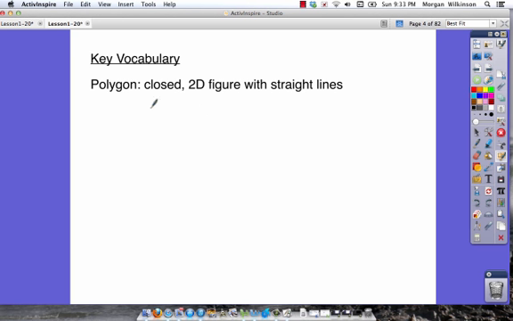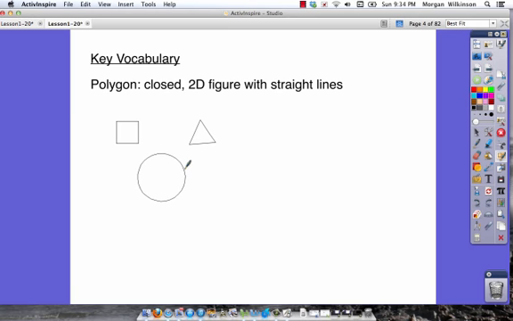Now a polygon is a closed two-dimensional figure with straight lines. We can say 2D for two-dimensional figure. A polygon could be a square. Okay? A polygon could be a triangle, or it could be a 6-sided figure or an 8-sided figure or a 120-sided figure, as long as it has straight lines.